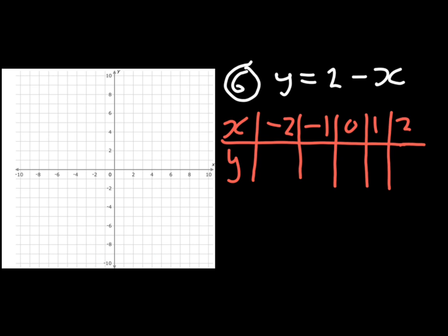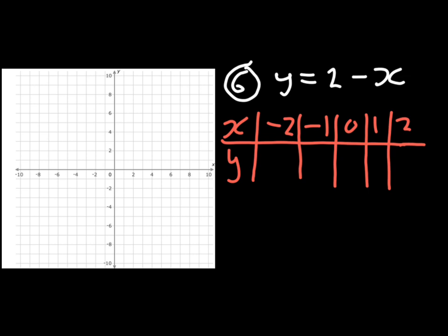For number 6, we have y equals 2 minus x. Once again, we need to create our table. So now we have our table, and just a reminder, we have been using the exact same x values this whole time, those x values being -2, -1, 0, 1, and 2. Right, so now that we have our table, we now need to fill in our y values.